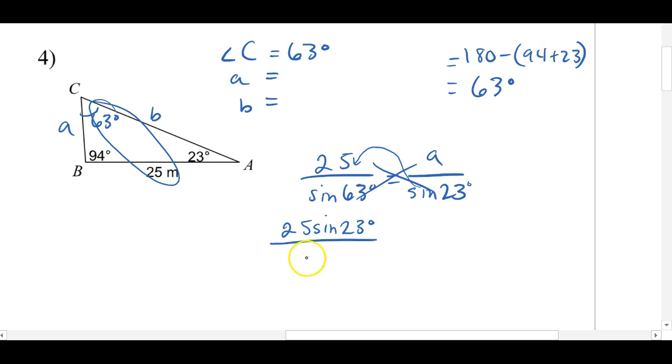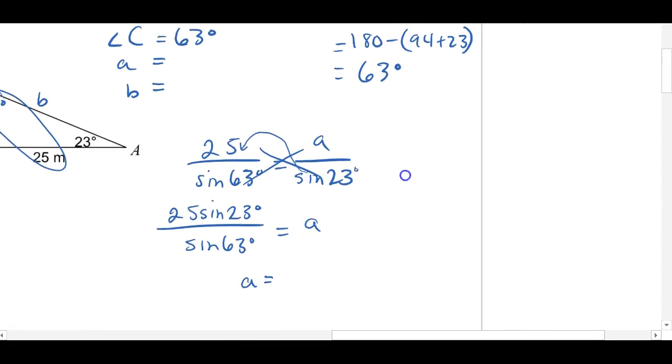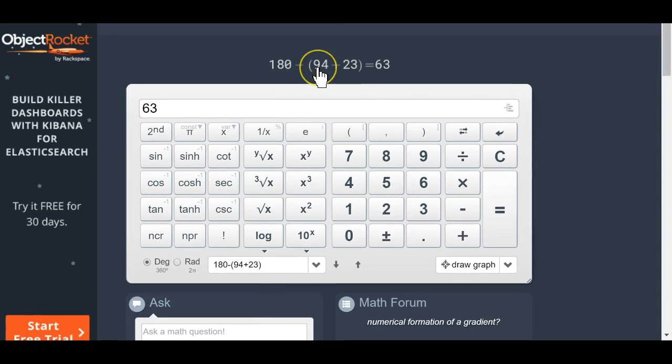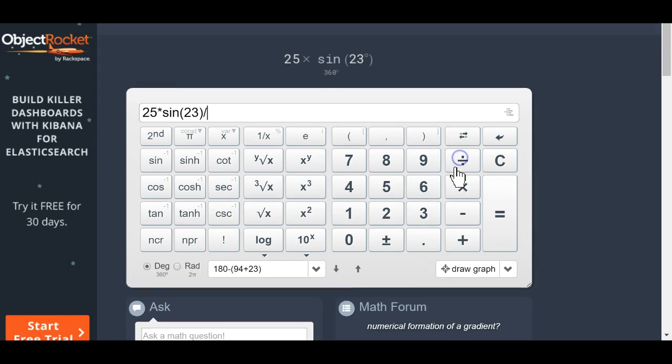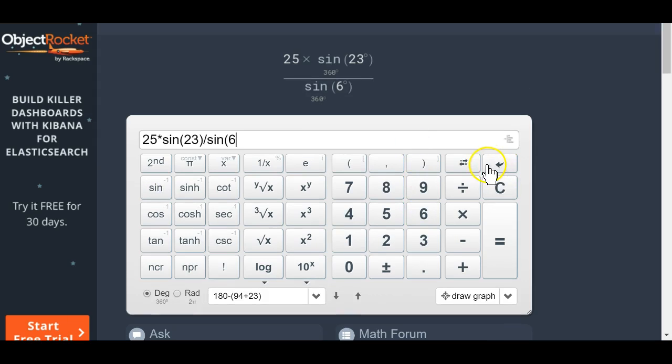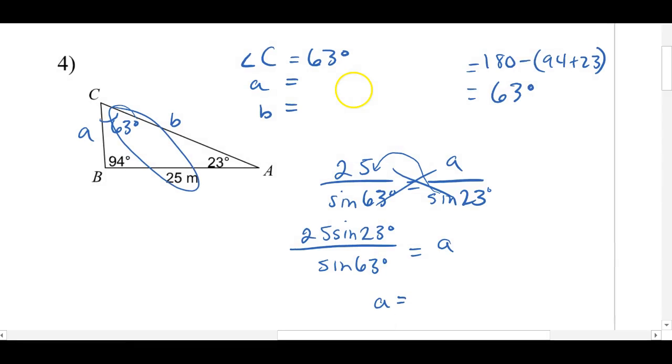25 times sine of 23 degrees divided by the sine of 63 degrees equals our a. So let's go ahead and plug that in. And I'll put a back here on the left once we figure that out. So 25 times the sine of 23 divided by the sine of 63. Oops, 63. Looks good. So go ahead and press enter or equals, and I get 10.96. There's our side A. 10.96 meters. So make sure you say the correct measurement or notation.